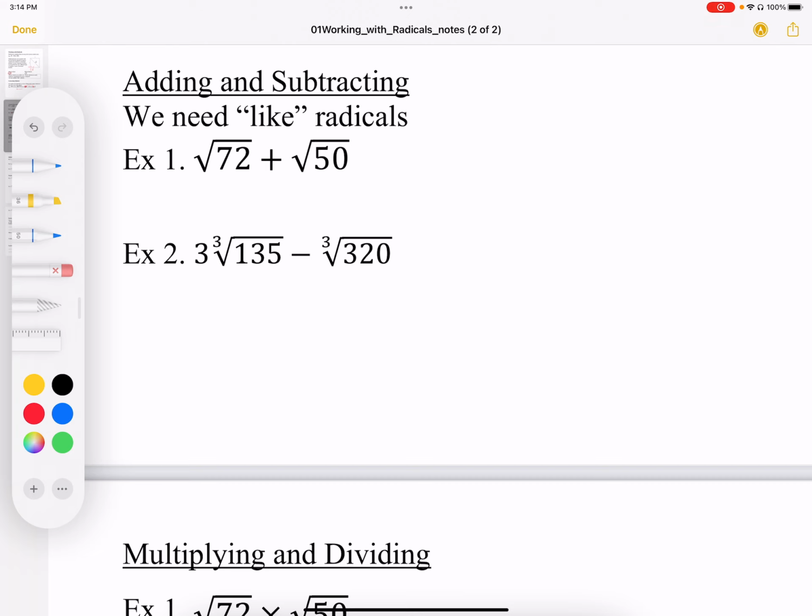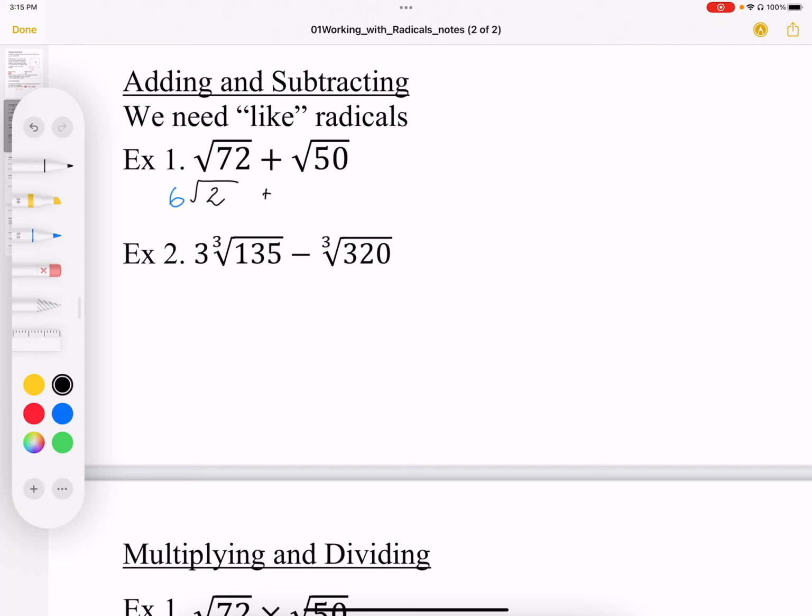The first thing is we need to write the root 72 in its mixed radical form. So we need to take out the perfect square. I'm going to take out my perfect square of 36, so I end up with 6. And then when I divide by 36, I'm going to be left with 2. So I end up with 6 root 2.